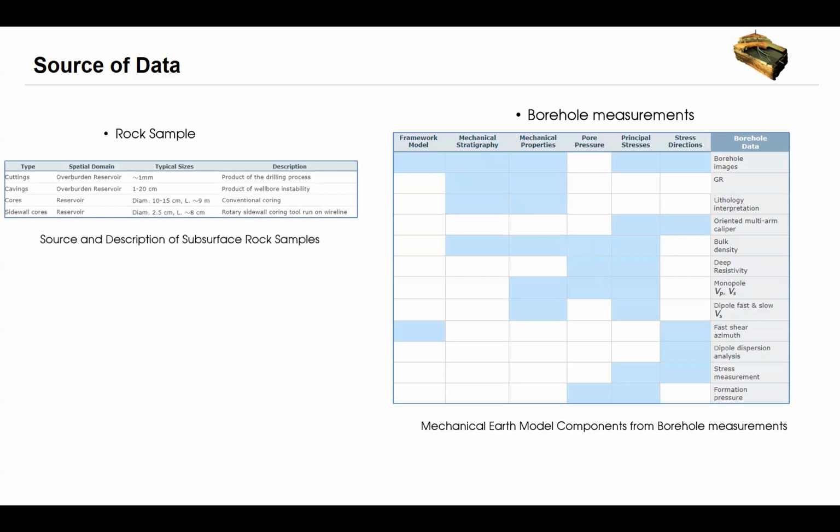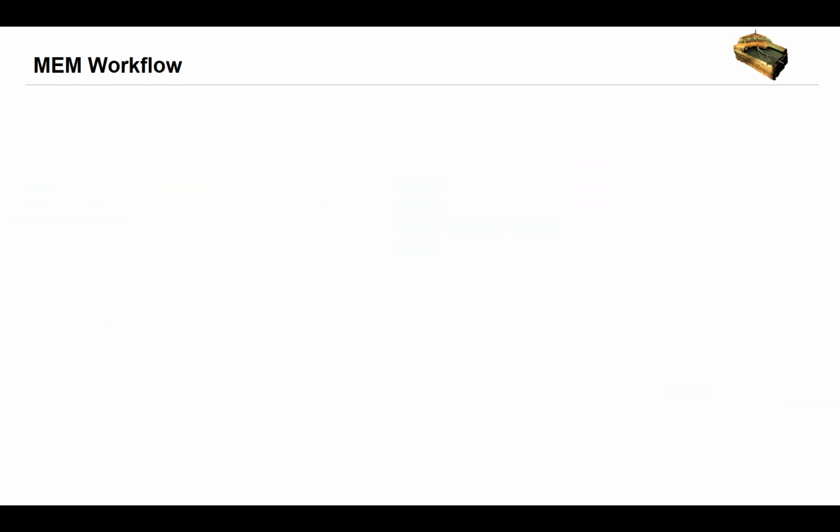Some other source data from borehole measurements are the rock samples. We have drilling cuttings and cavings. We can use the rotary coring and also, if available, some sidewall cores.